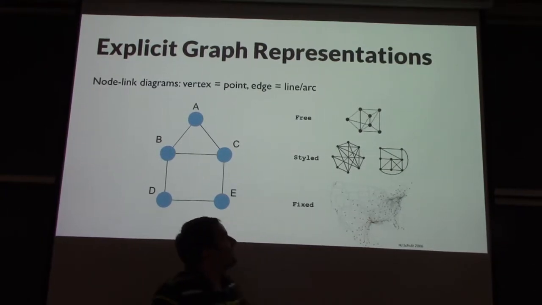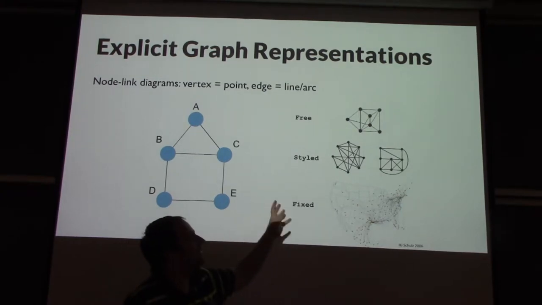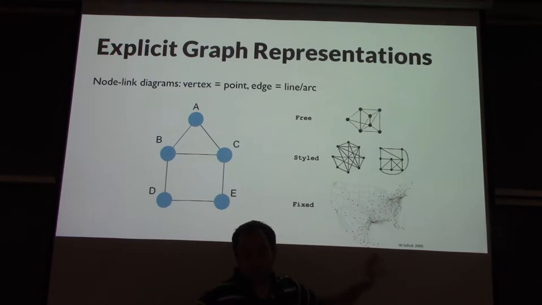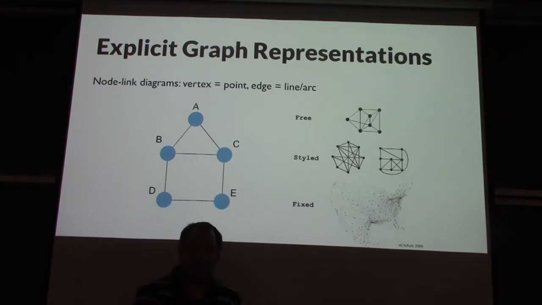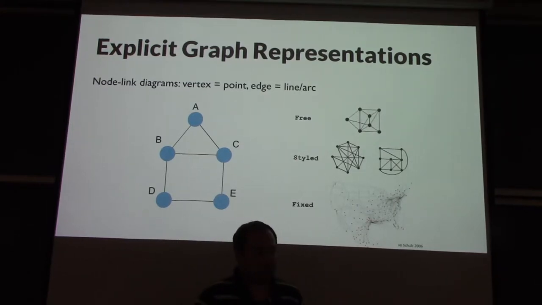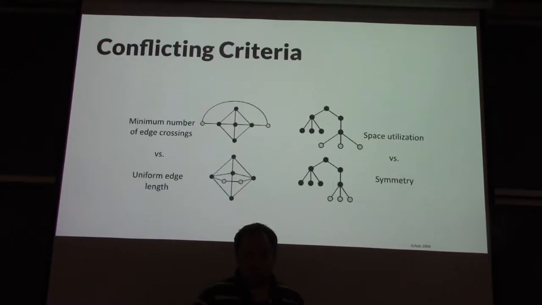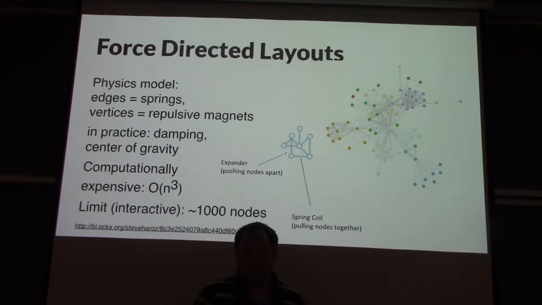And so we had these three major classes. The free layouts are the ones where you can position the nodes arbitrarily. Styled layouts are where you have some rule to lay out the nodes, and fixed layouts are whenever you have nodes on a map, for example, or in some other spatial context, and you cannot vary your node positions. So this is about the conflicting criteria that I just mentioned.